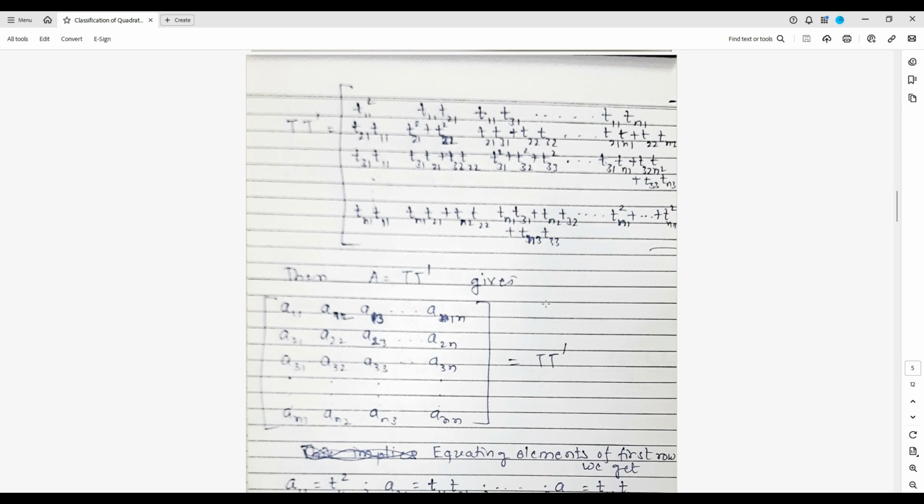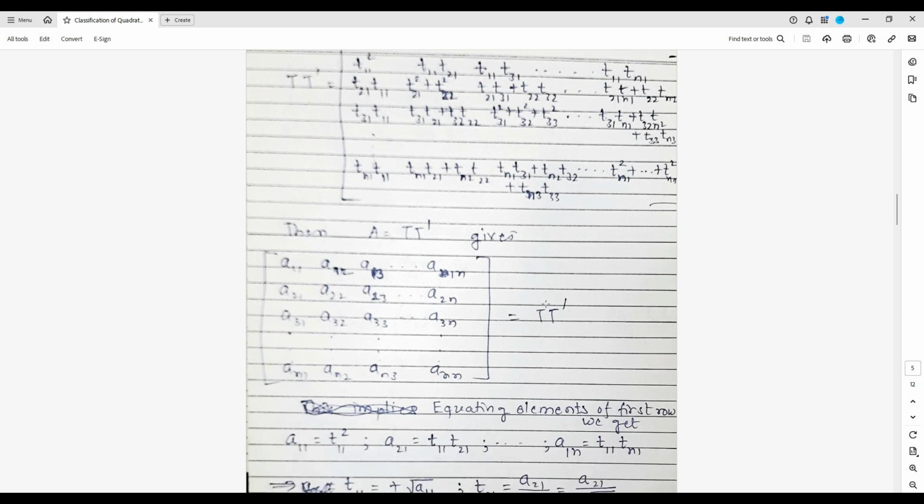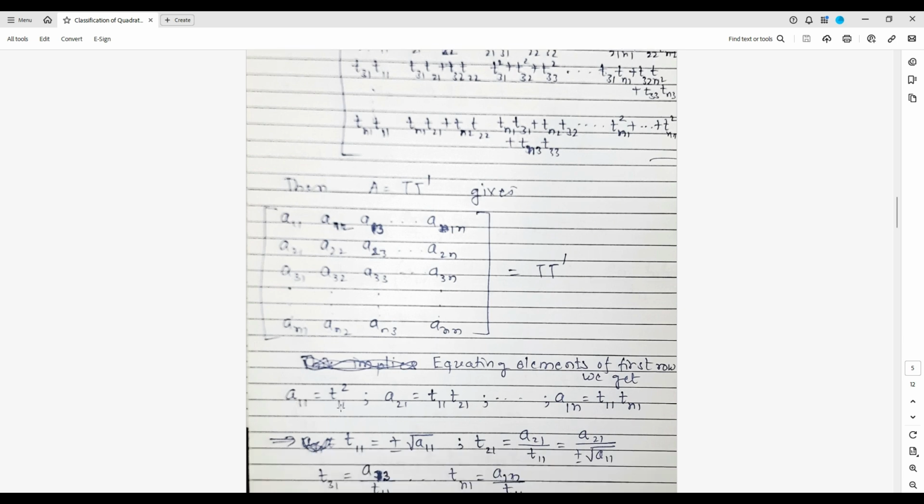So let us start with the first row and we shall go from left to right. What we will do is we will equate A11 with T11 square. So the first row will give us A11 equal to T11 square. Then A12 will be equal to T11 into T21. Now see, we have T11 as square root of A11. So this T11 we can substitute here and we get A12 equal to square root of A11 into T21.